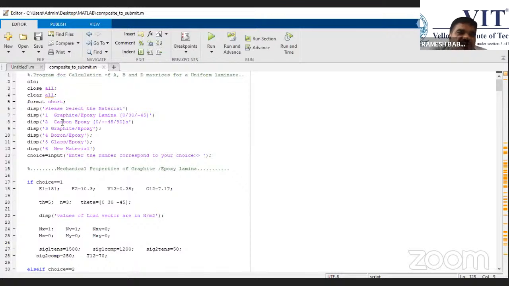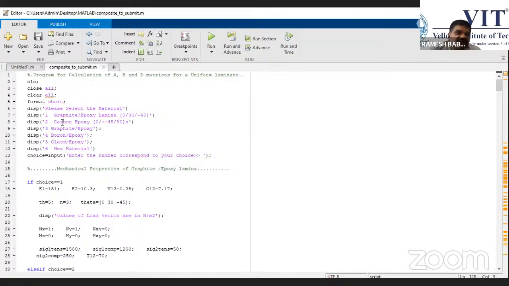So for whatever problem you are going to take, and on which one you are performing the experiment, based on these values will be changing. I have given you a short, brief idea of how we can write MATLAB coding for composite structures like the ABD matrix.